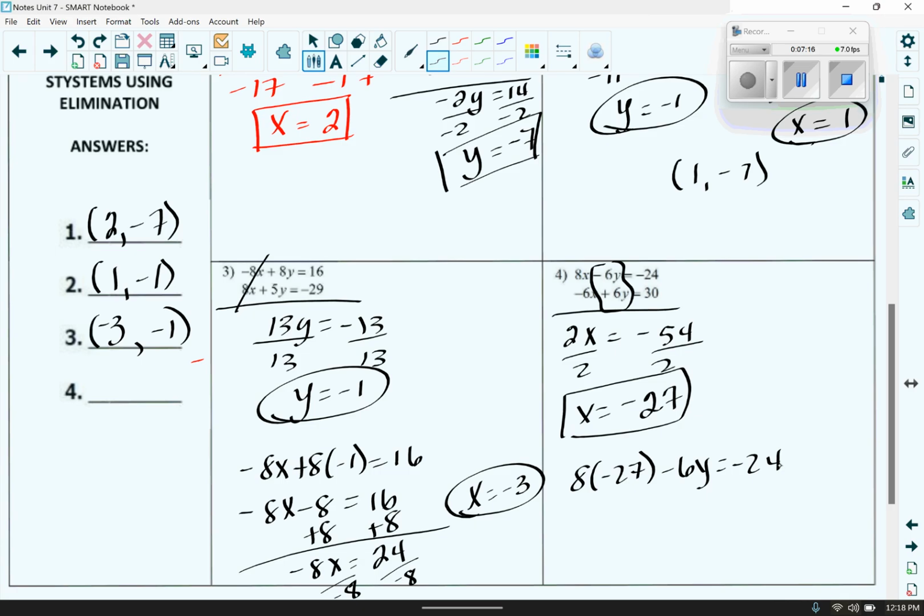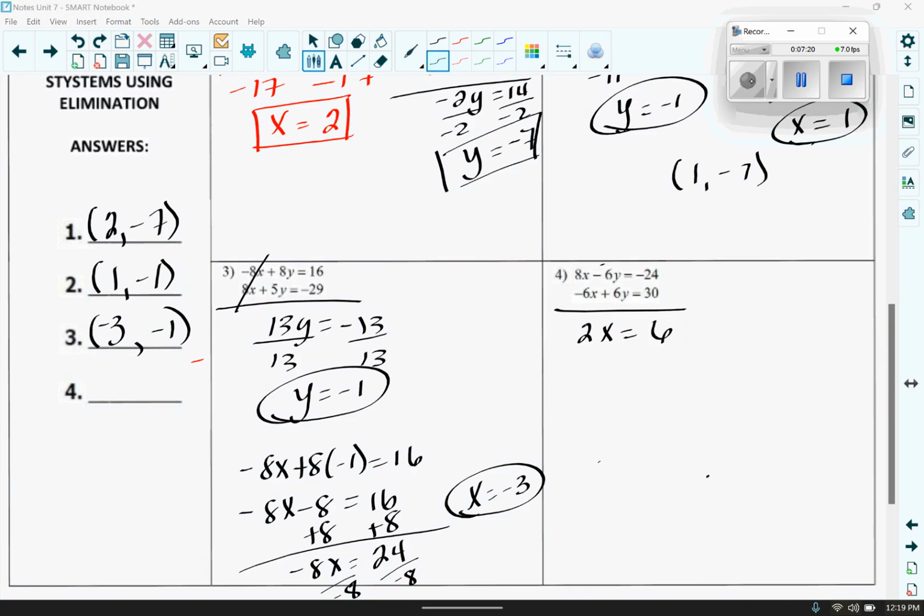Oops, I think I made a mistake. Let me erase. All right, there we go. I caught my error. This was supposed to be just an equal sign right here. So it's not a negative 54. It's going to be negative or positive 6. And then divide by 2. X is equal to 3. I thought that number was a little bit big for my practice there.